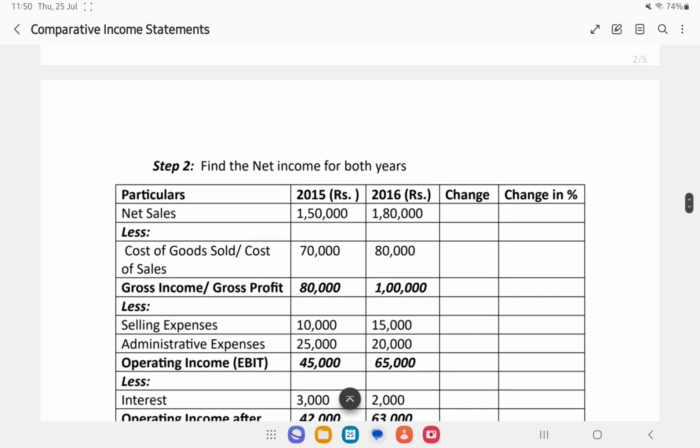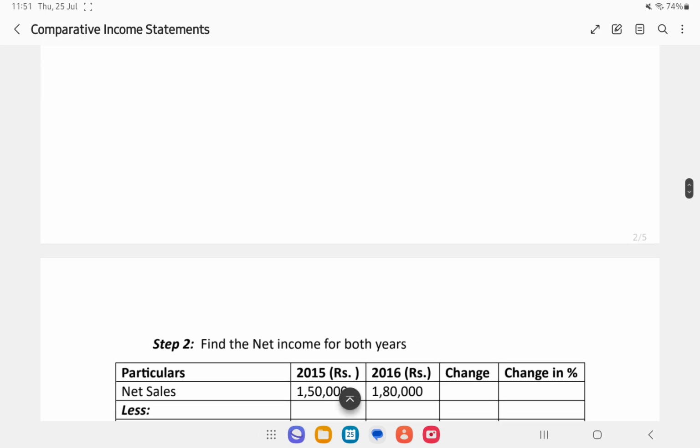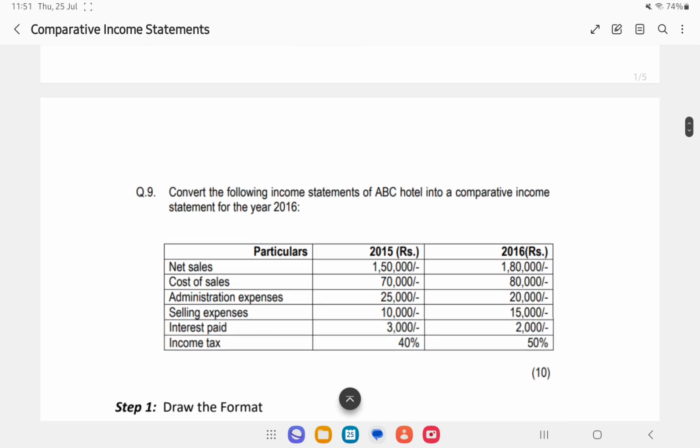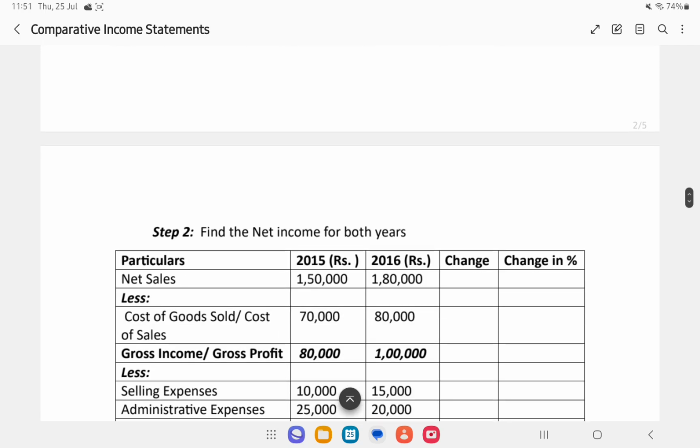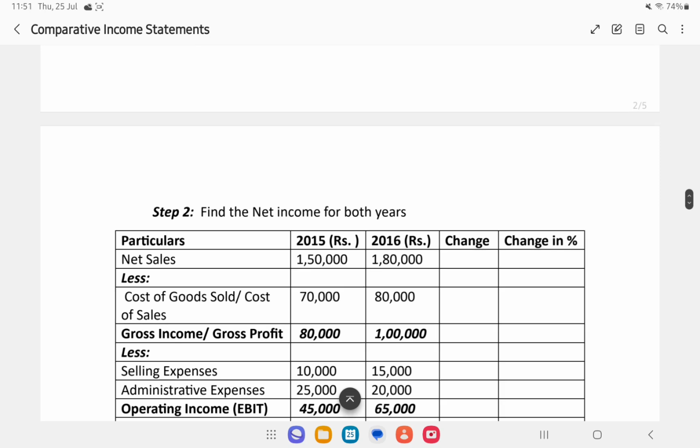First of all, we write the net sales of the 2 years. What was the net sale in the question? If you remember, the net sale was 1,50,000 for 2050 and 1,80,000 for 2060. Now we are going to write it here. See, we have written the net sales.